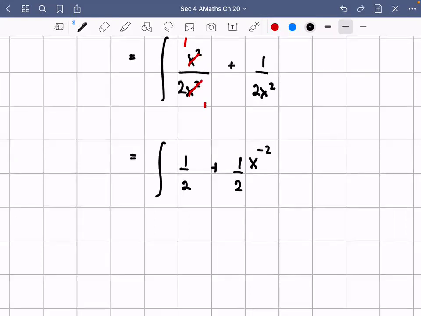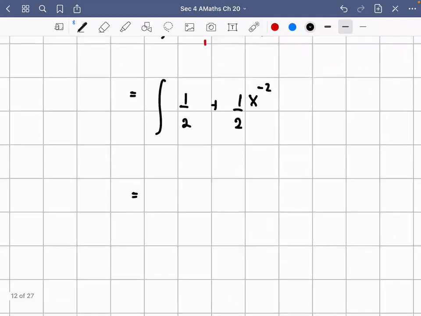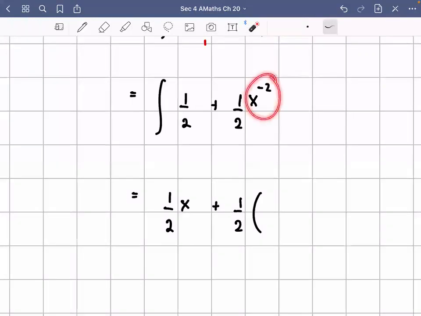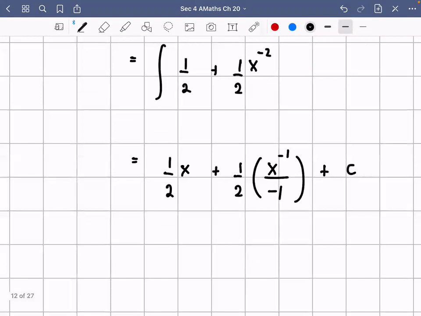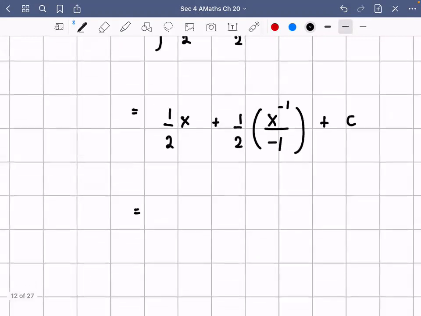So what is the antiderivative of 1 half? It's 1 half x. It's a constant, or x over 2. Then plus, how do you answer this? We set aside 1 half. So what is the antiderivative of x raised to negative 2? It becomes x raised to negative 1 over negative 1 plus c. So our final answer is x over 2, or 1 half x. It's the same.